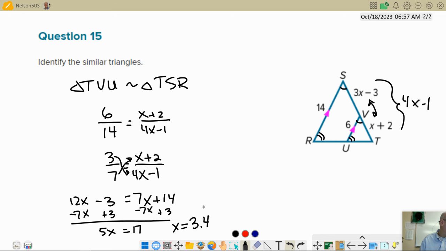And then on 15, it wanted VT. How big is VT? All right, so let's take 3.4 and let's plug it right there. So 3.4 plus 2, I'm doing this stuff right here, and that gives me 5.4.